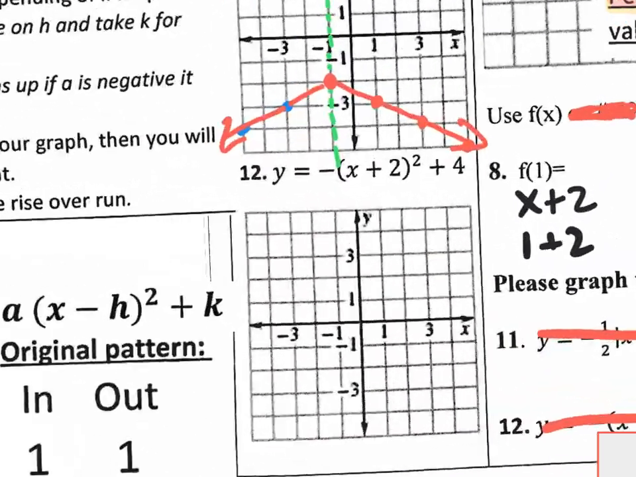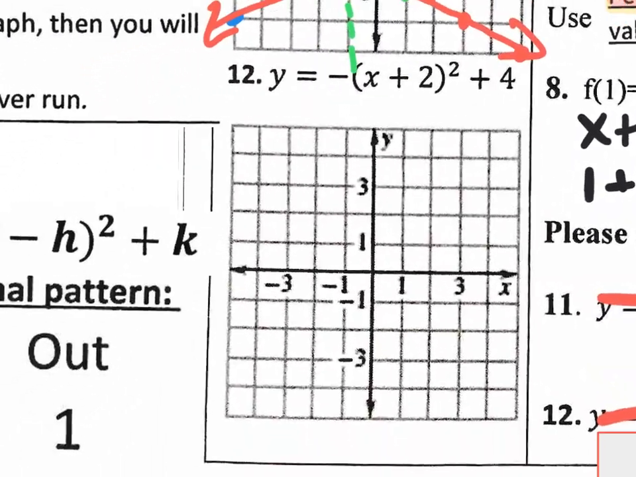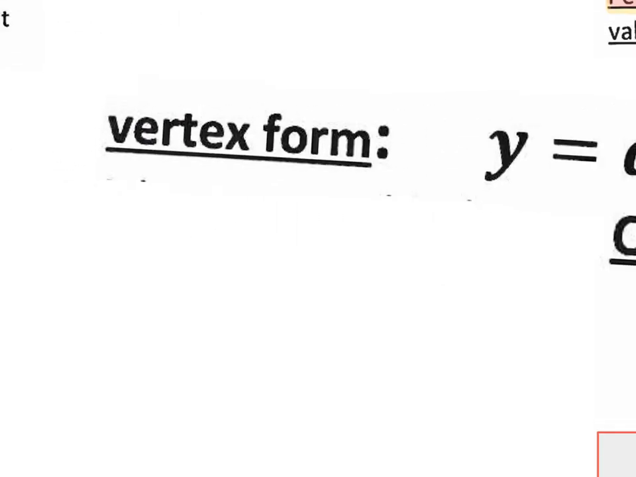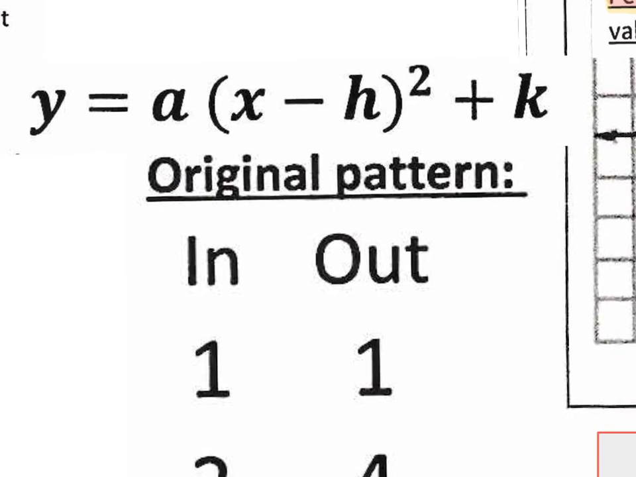Moving on to number 12. This is definitely a parabola, which we need to know vertex form. Vertex form is y equals a, parentheses x minus h, close parentheses squared plus k. Of course, your h, k is your vertex. You have to think opposite on h and take k for what it is.